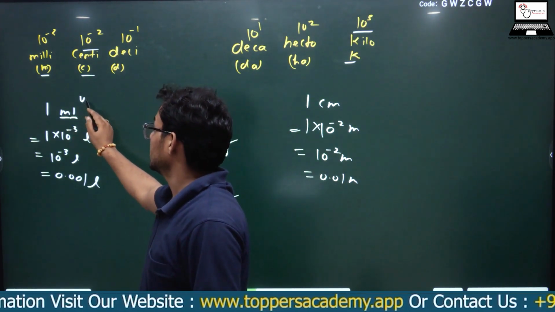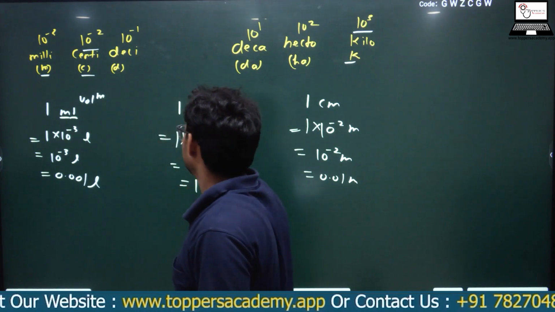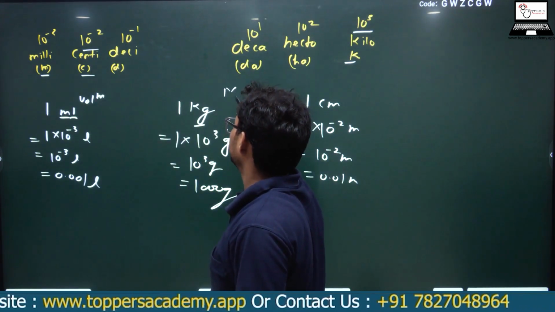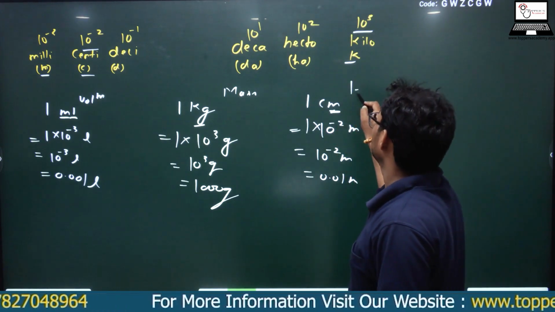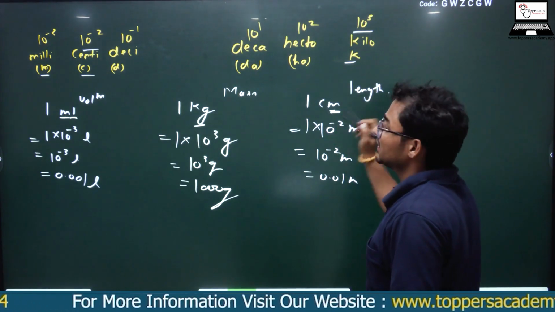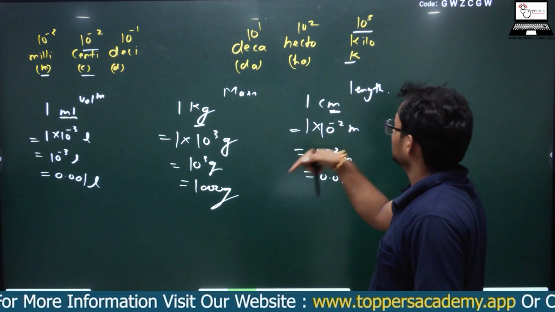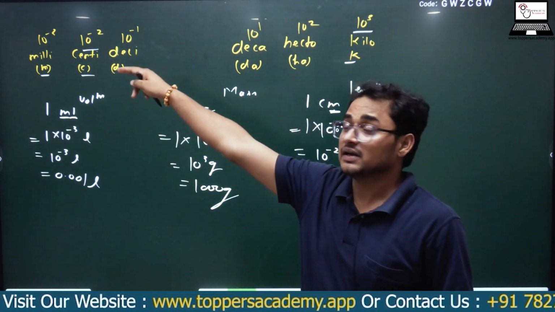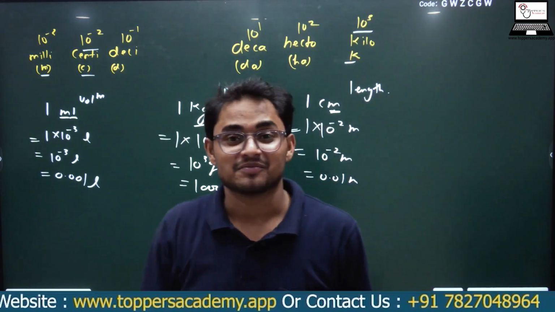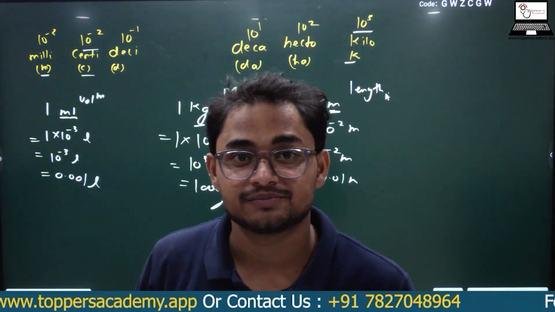Now one thing, what is this? Liter, that means it is volume. What is this? Gram, that means it is mass. This is length, meter. So whether it is volume or mass or length, the use of all these deci, centi, milli, deca, hecto, kilo will be same. Okay, got it?